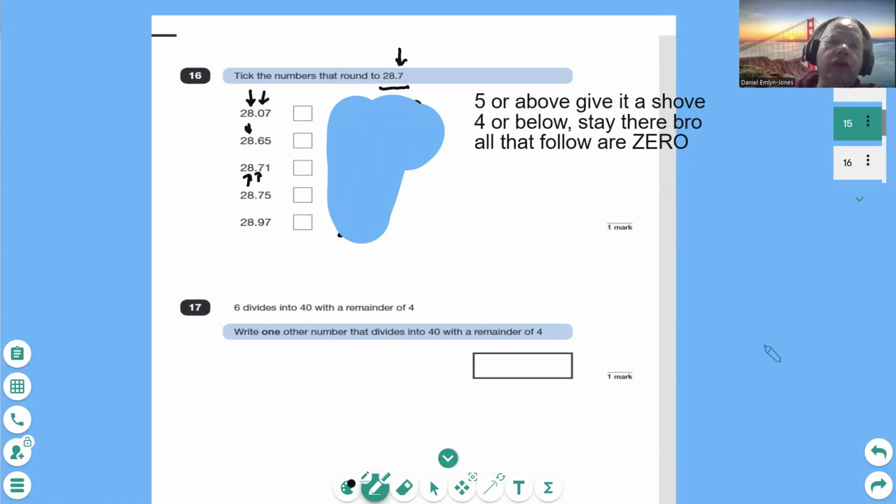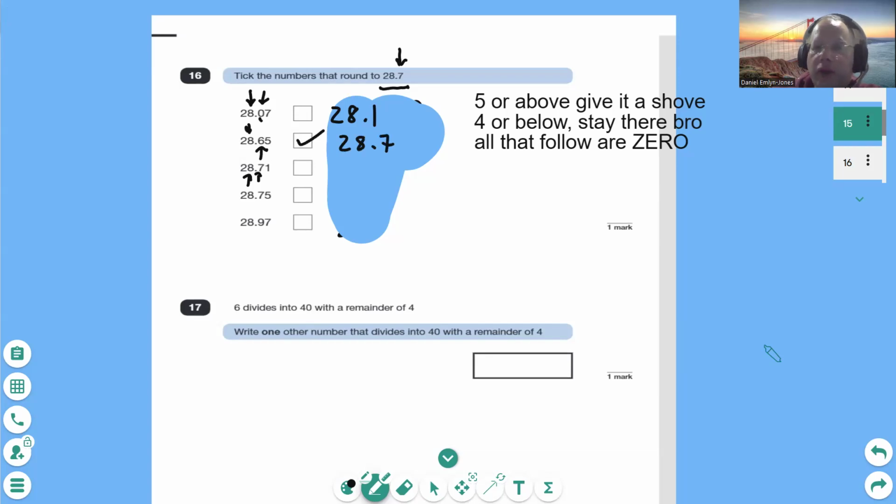Here it's 0. That's going to round to 28.1 because the 0 is followed by a 7. This one is 6. It's followed by a 5. So the 5 is going to say round up. There's going to be 28 point. That is going to be 28.7. So we can take that.